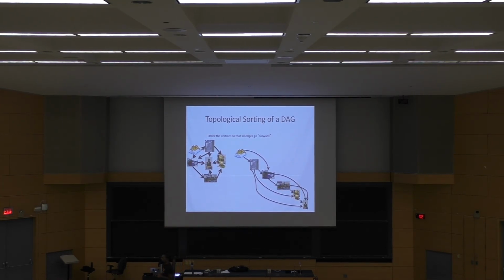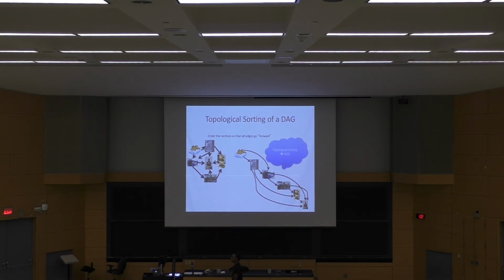Topological sorting, or topological ordering, of a DAG is an ordering of all the n vertices in a graph, so that if you draw the first vertex on the left and then go from left to right, and then you draw all the edges, they have to move forward. So they all have to go from left to right. If that is the case, then the ordering is a topological ordering.